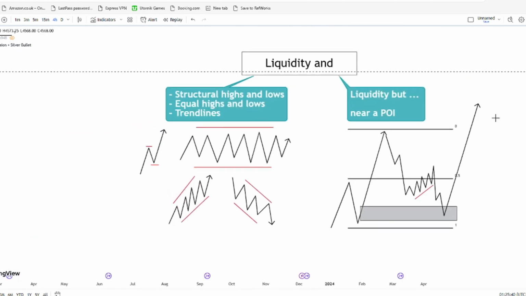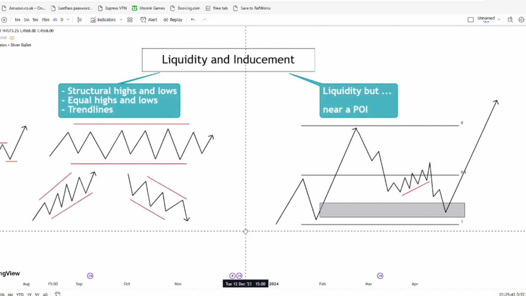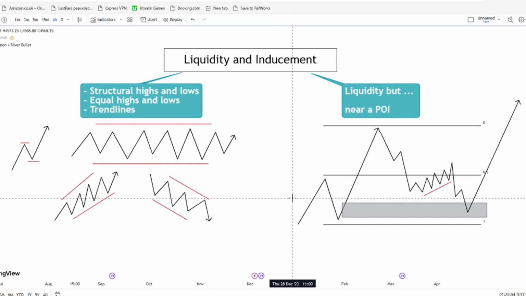So if we go back to this theory just to sum up what we've learned today, liquidity and inducement. So what is liquidity, right? Liquidity is the fuel of the market. It exists anywhere and everywhere in the market. Structural highs, structural lows, trend lines, upward sloping, downward sloping, right? So from here, because liquidity exists everywhere, you don't want to be trading everywhere because that's not trading, that's gambling, really. So what do we do, right?